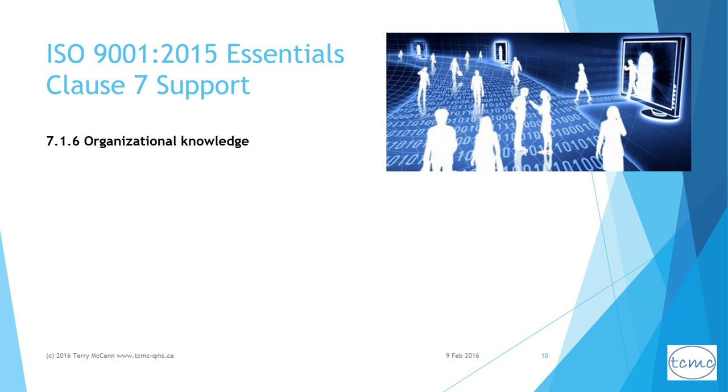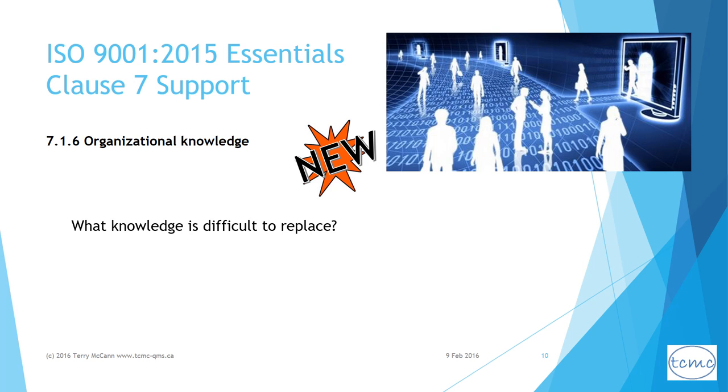7.1.6, organizational knowledge. This clause is new with the 2015 revision of the standard. It requires an organization to recognize something that many less mature organizations overlook or take for granted, namely the varied knowledge that is held by the organization, whether documented or undocumented, formal or tribal. And if some of that disappeared, as could happen if certain key personnel left the organization or became incapacitated, it would have an adverse impact on the organization's ability to operate processes correctly or achieve conformity of products or services.